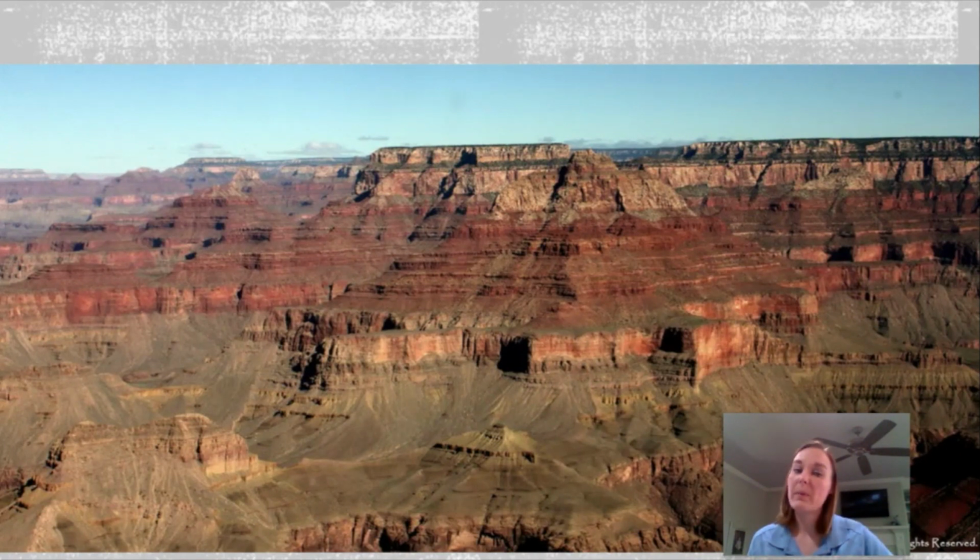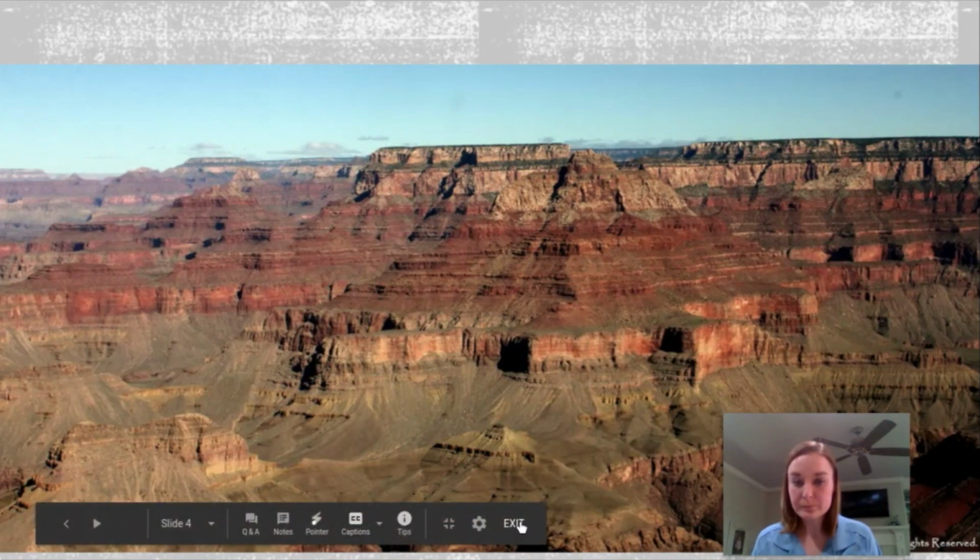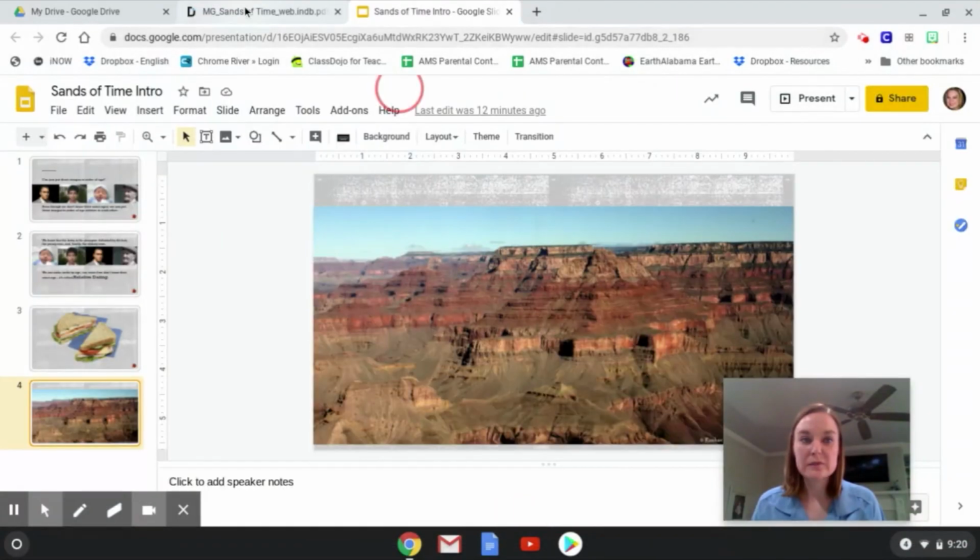Okay, well, if that bottom piece of bread was laid down first, and then the lettuce, and then the meat, and then the cheese, where are the oldest rocks going to be? Where are the youngest rocks going to be? And how can we age these layers in between compared to each other? So that's going to take us into Sands of Time.